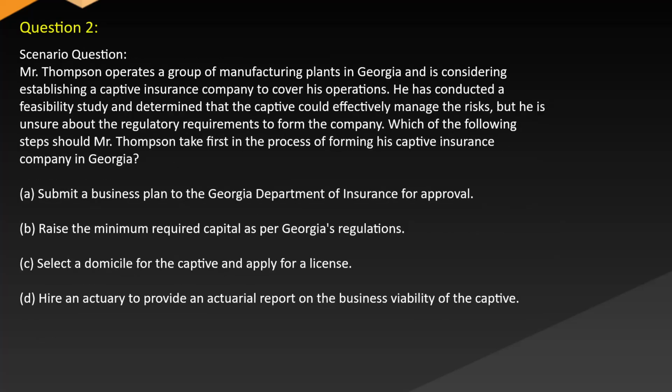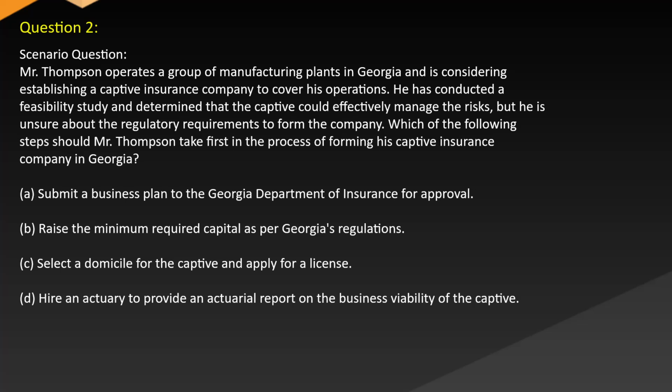Question 2. Scenario question. Mr. Thompson operates a group of manufacturing plants in Georgia and is considering establishing a captive insurance company to cover his operations. He has conducted a feasibility study and determined that the captive could effectively manage the risks, but he is unsure about the regulatory requirements to form the company. Which of the following steps should Mr. Thompson take first in the process of forming his captive insurance company in Georgia?